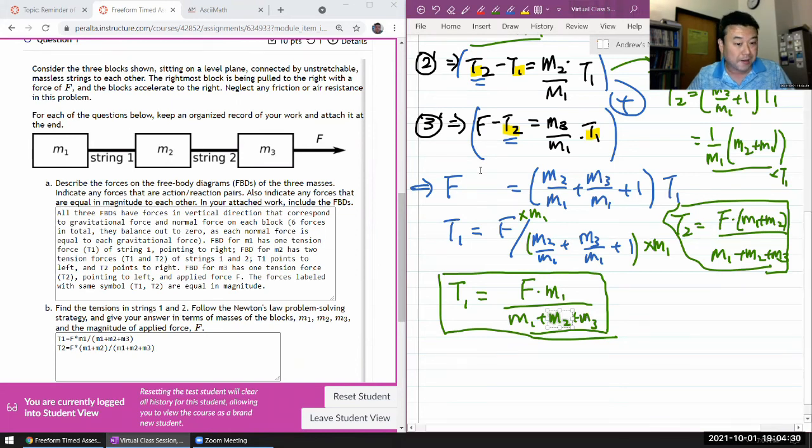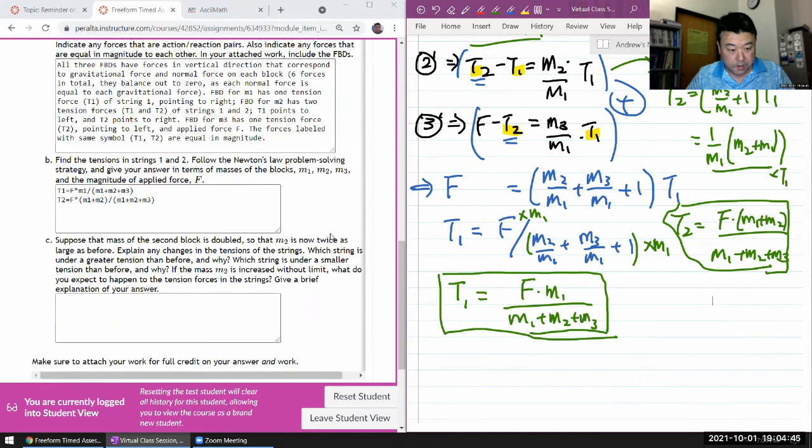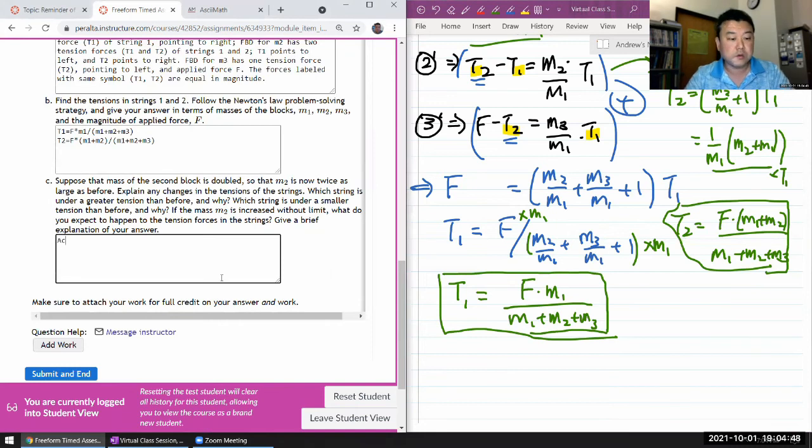T2 is the more complicated one, where larger M2 does decrease acceleration. That's the denominator part. But it doesn't decrease it enough to counteract the fact that larger mass is being pulled. So, okay, let me answer here. According to the mathematical expressions in E, T2 will increase, M2 in numerator is a greater portion than M2 in denominator, and T1 will decrease, M2 in denominator decreases T1.